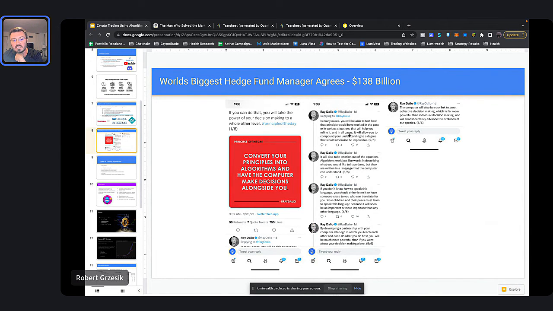And in all cases, it will allow you to compound your understanding to a degree that would otherwise be impossible. Notice he's a very big fan of algorithms here. It will also take emotion out of the equation. Algorithms work just like words in describing what you would like to have done, but they are written in a language that the computer can understand. If you don't know how to speak this language, you should either learn it or have someone close to you who could translate it for you. So he's telling people here to learn Python, learn how to invest. Very good advice from one of the world's richest people.